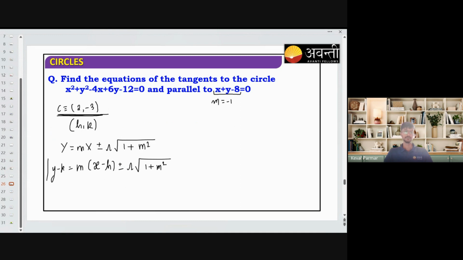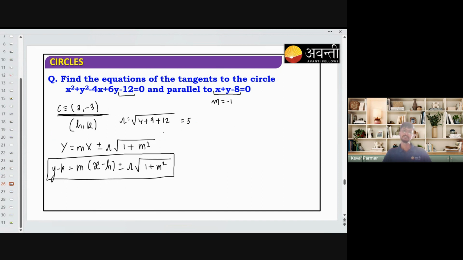So this is the equation of tangent. Let us substitute the values. I think we need r, right? So radius will be under root of g square plus f square minus c. C का वैल्यू क्या है? -12. 16 plus 25. So I think radius is 5.